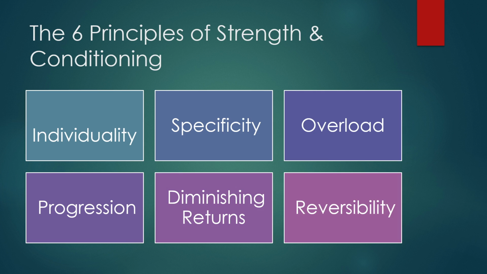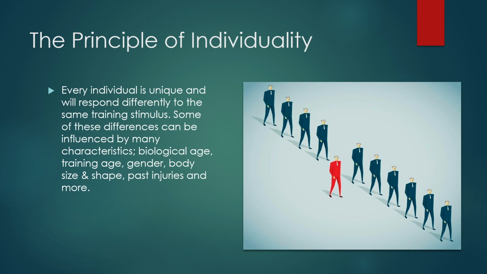So 6 principles of strength and conditioning. We have individuality, specificity, overload, progression, diminishing returns, and reversibility. We're going to talk about each of these individually because they're all equally important.